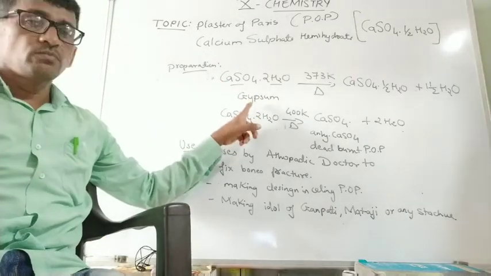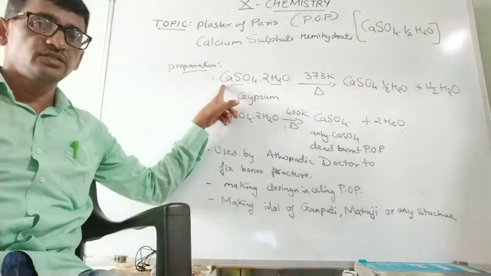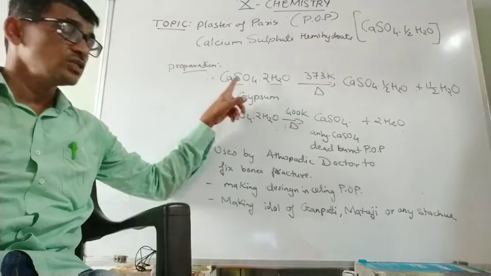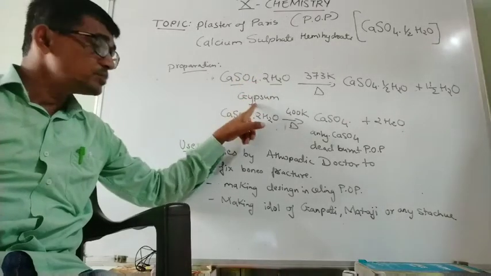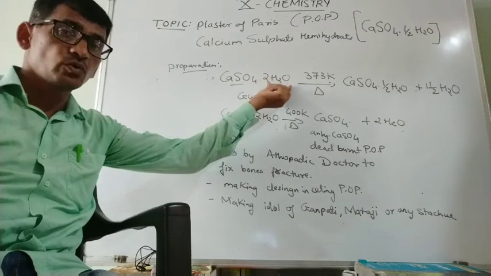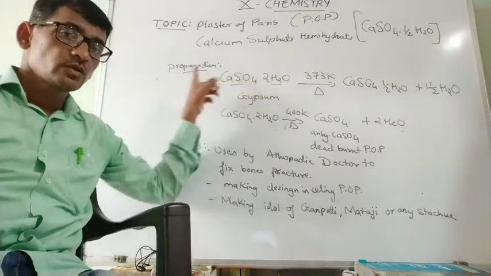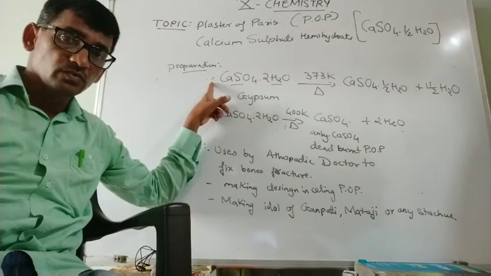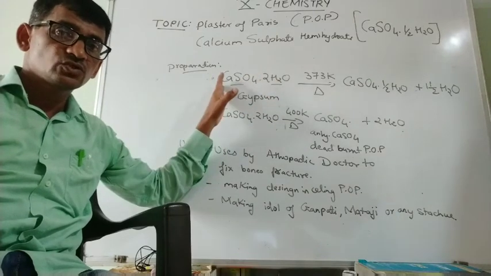It is prepared from gypsum. Gypsum is a mineral of calcium in sulfate form. So it is CaSO4·2H2O. If you compare, gypsum is CaSO4·2H2O. Water is more as compared to calcium sulfate. Water is 2 moles and CaSO4 is 1 mole, 1 is to 2. So here water is more, CaSO4 is less.